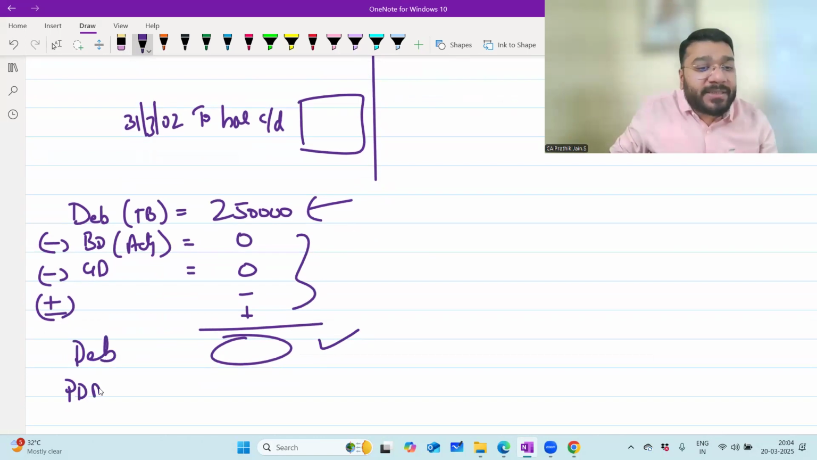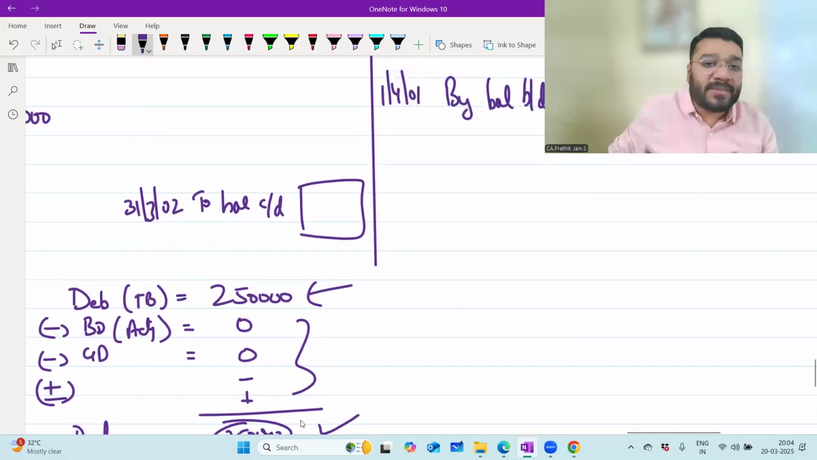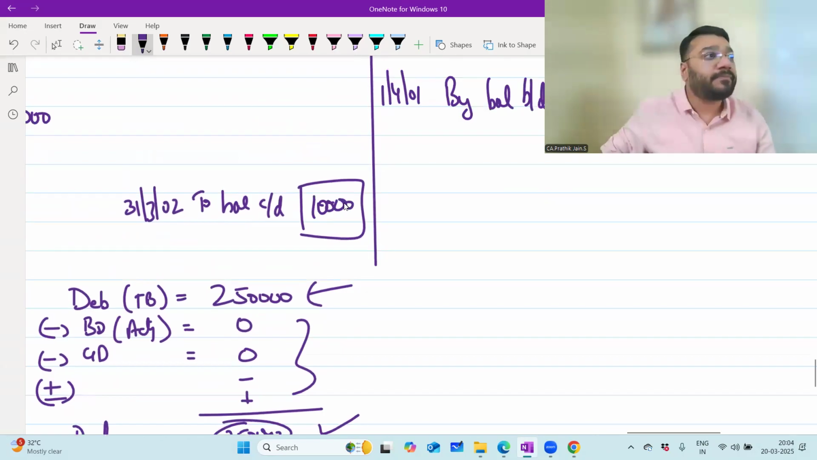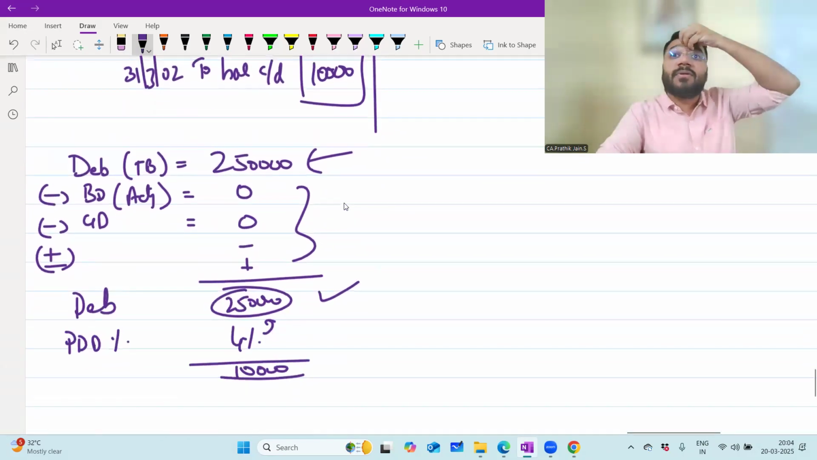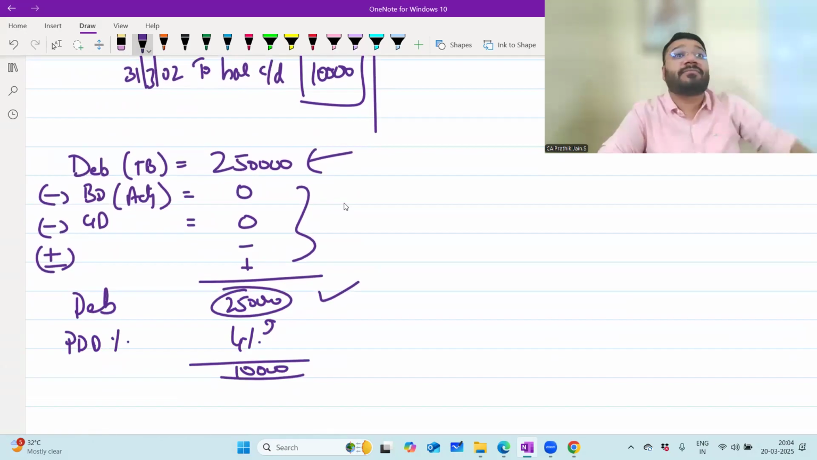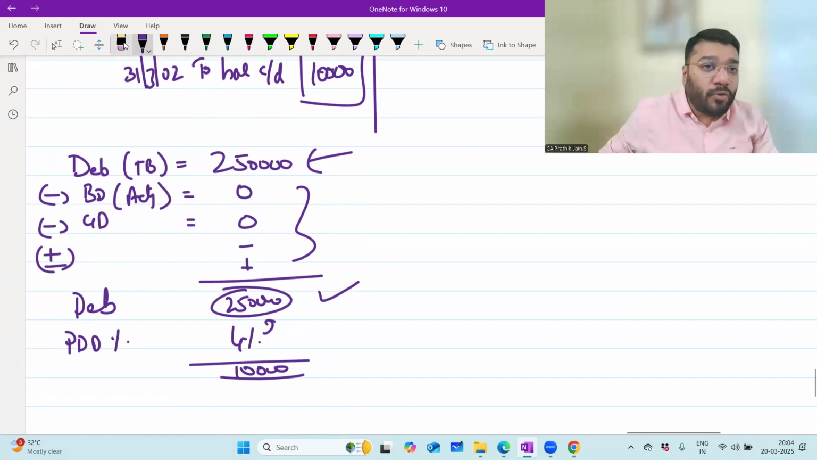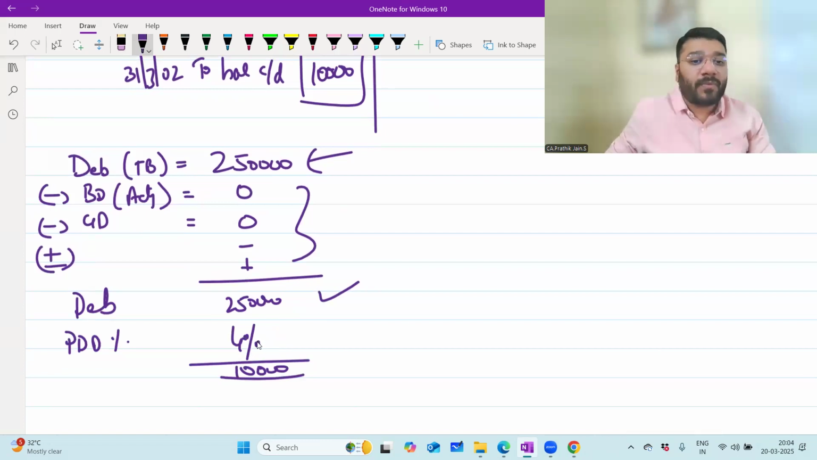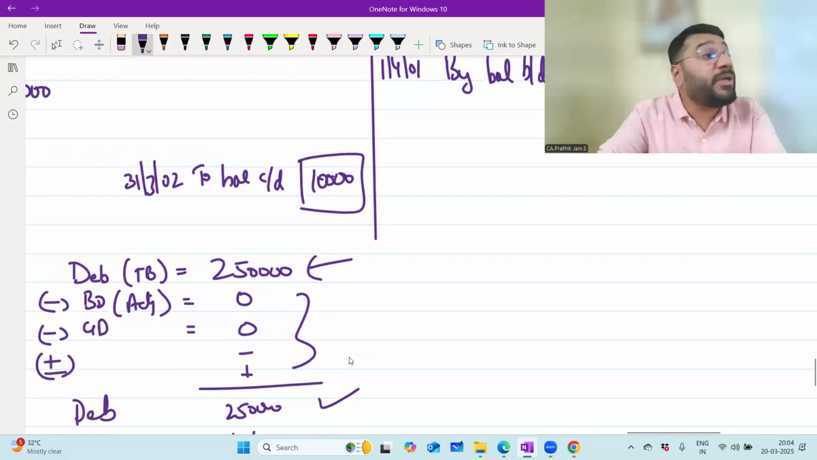Please tell me what is the PDD percentage? 4%. So 4% on this value is how much? 10,000 rupees is the closing balance. Any problem? I've been telling this since 11th standard. So 2,50,000 into 4%. 250 into 4%, which is 10,000. Any problem? This is the closing balance.